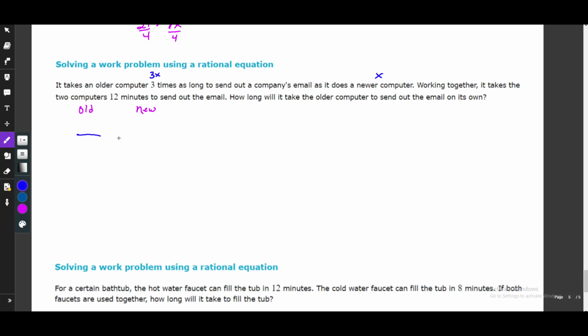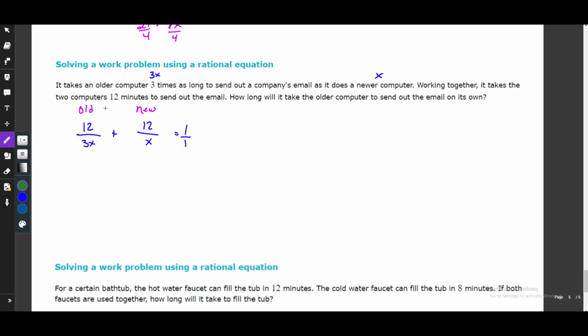All right, so plus this equals 1 job, and I'll make it over 1. Working together, it takes the two computers 12 minutes to send out the email. So this is going to be 12, this is going to be 12, and in this case, my old computer is 3x, my new computer is x. Noticing what we have with fractions, you always want to reduce things if possible.